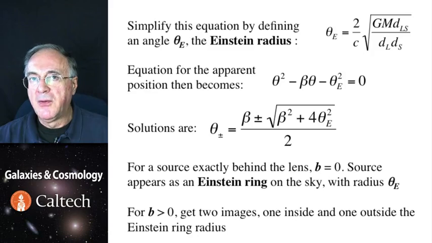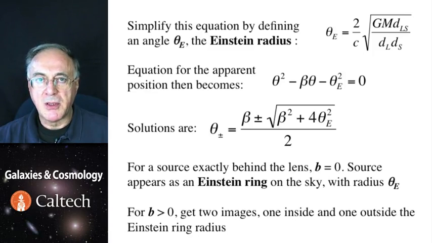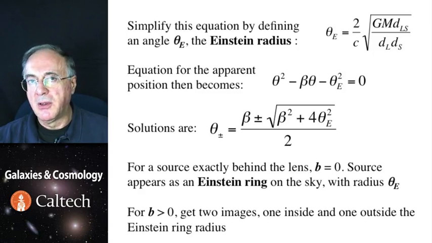Generally speaking, for deflections within the Einstein radius or thereabouts, you'll see multiple images. That's called strong lensing. For deflections further out, you see only distortions, but generally not multiply split images. That's called the weak lensing regime.